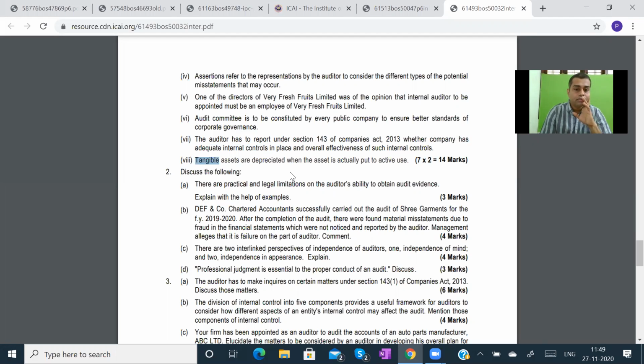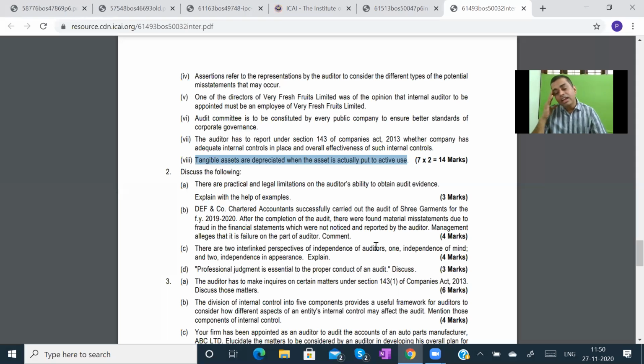Tangible assets are depreciated when the asset is actually put to active use. Tell me the answer. This is a general knowledge question. Nothing to do with audit. It is basic accounting knowledge. So the tangible assets are depreciated when they are put to active use. That means if you are not using the asset, no depreciation is required. That is what they are saying.